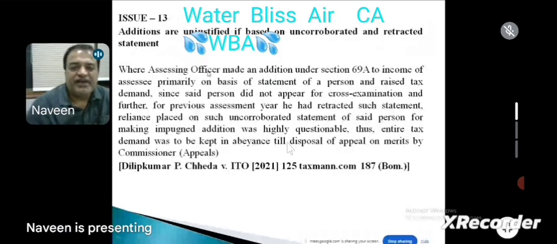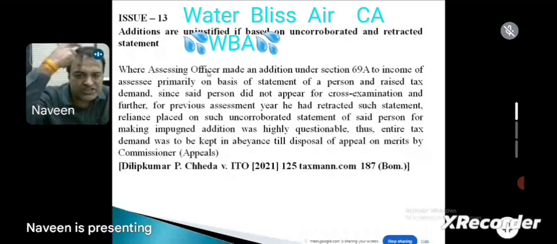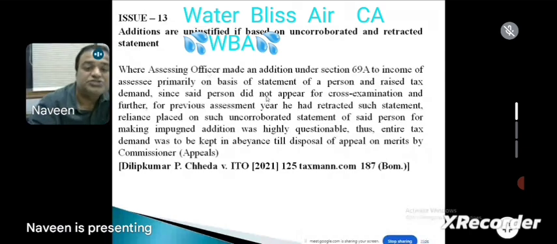Now, additions are unjustified if based on an uncorroborated and retracted statement. The assessing officer made an addition under section 69A primarily on the basis of the statement of a person and raised a tax demand. Since the said person did not appear for cross-examination, and further, for the previous year he had retracted such statement, reliance placed on such an uncorroborated statement for making the addition was highly questionable. Therefore, the entire tax demand was to be kept in abeyance till disposal of the appeal on merits by the CIT(Appeals).